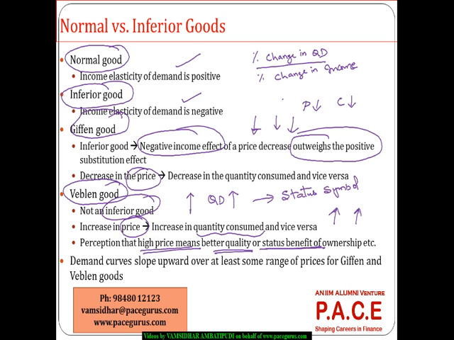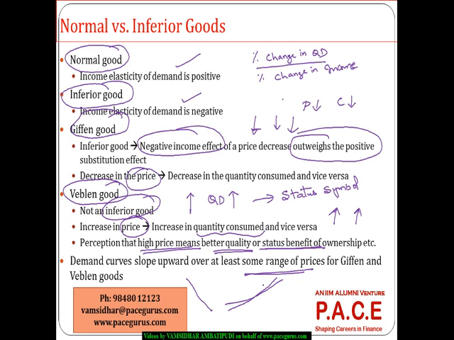So demand curve wise, we see that for these kinds of goods, both Giffen as well as Veblen, they slope upwards. In the regular ones, we see that the demand curve is sloping downward, but at least for Giffen and Veblen, over some price range, I see that the demand curve will be sloping upwards along with the supply curve. So that's one important differentiation that we need to observe.